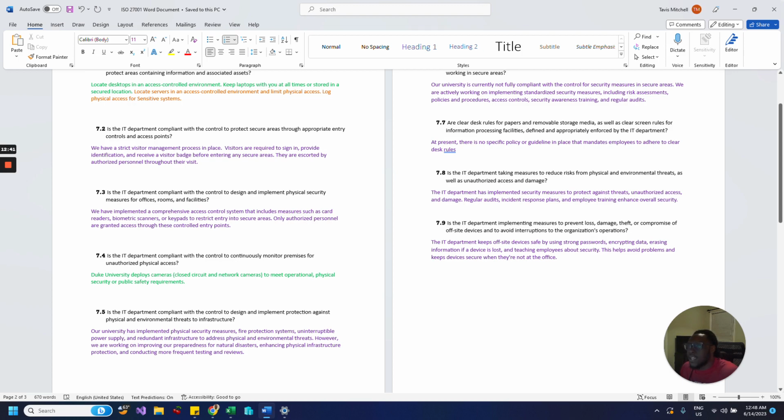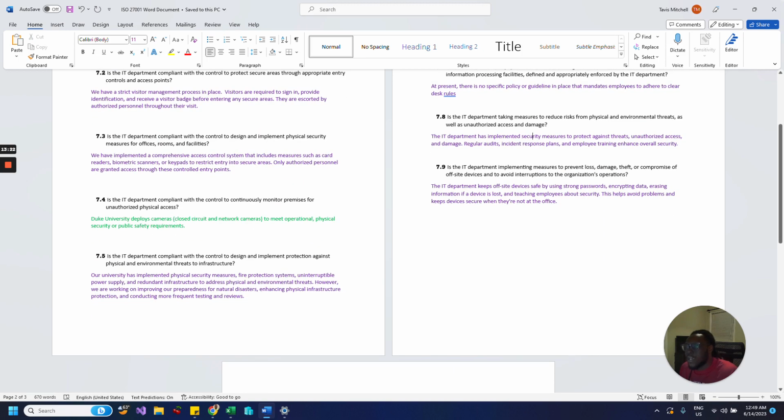7.8. Is the IT department taking measures to reduce risk from physical and environmental threats as well as unauthorized access and damage? The answer from the AI: the IT department has implemented security measures to protect against threats, unauthorized access, and damage. Regular audits, incident response plans, and employee training enhance overall security. Okay? So the IT department is taking measures to reduce risk from physical and environmental threats as well as unauthorized access. So they do have those measures implemented.